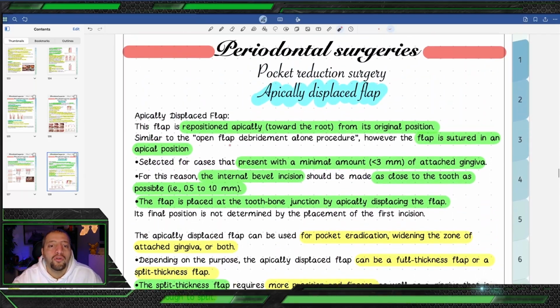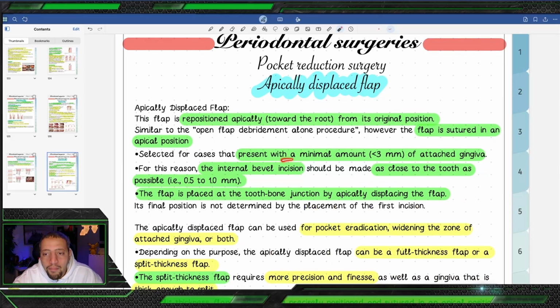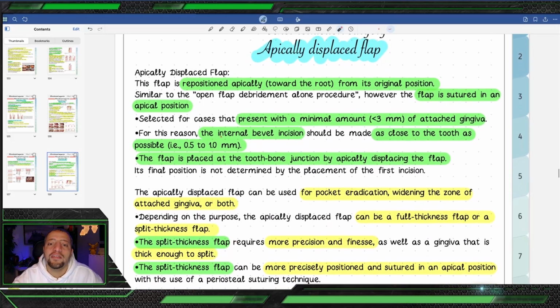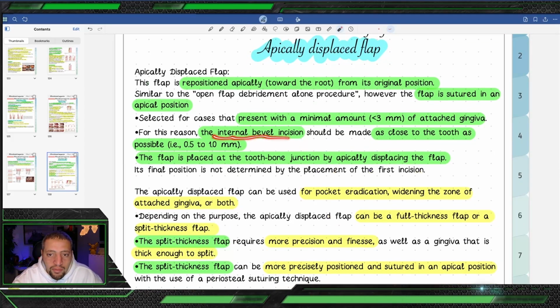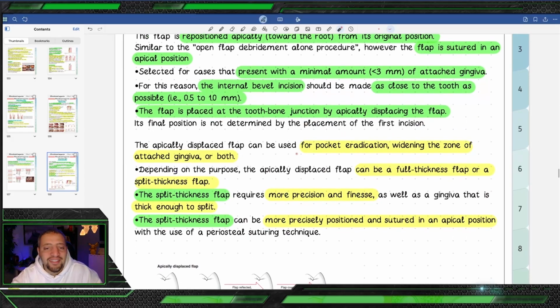We are going to reposition the flap apically, selected for cases that present with a minimal amount, less than 3 mm, of attached gingiva. For this reason, the internal bevel incision should be made as close to the tooth as possible, 0.5 to 1 mm. The flap is placed at the tooth-bone junction by apically displacing the flap. Its final position is not determined by the placement of the first incision. Different wording, same concept.